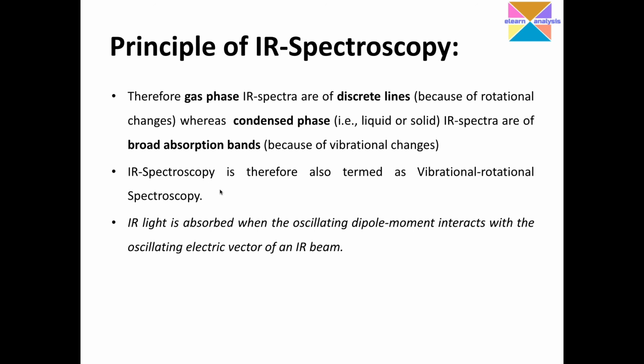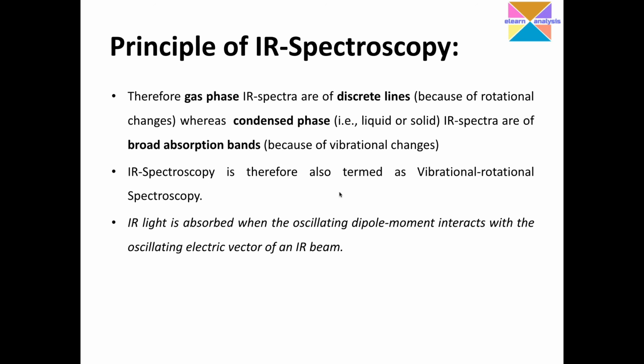And IR spectroscopy is also termed vibrational rotational spectroscopy. So you should also be aware that infrared spectroscopy is called vibrational rotational spectroscopy, just as ultraviolet spectroscopy was called electronic spectroscopy. This is also called synonymously by this name, that is, vibrational rotational spectroscopy.